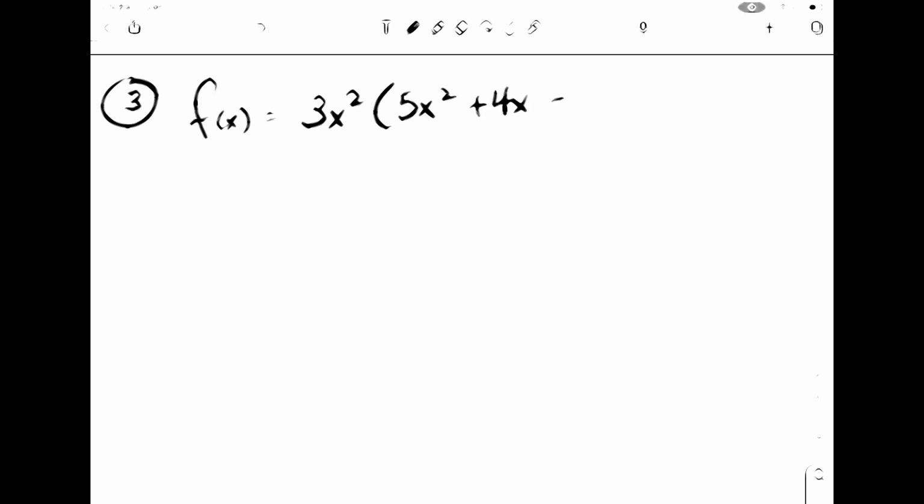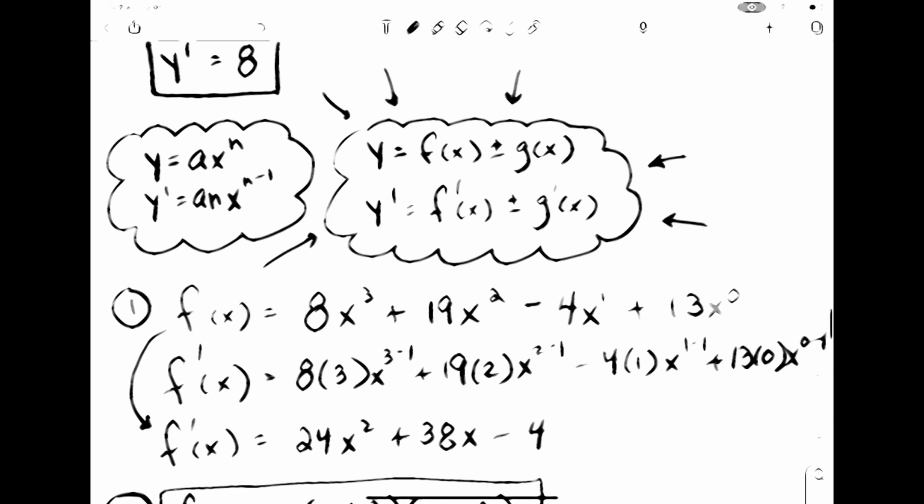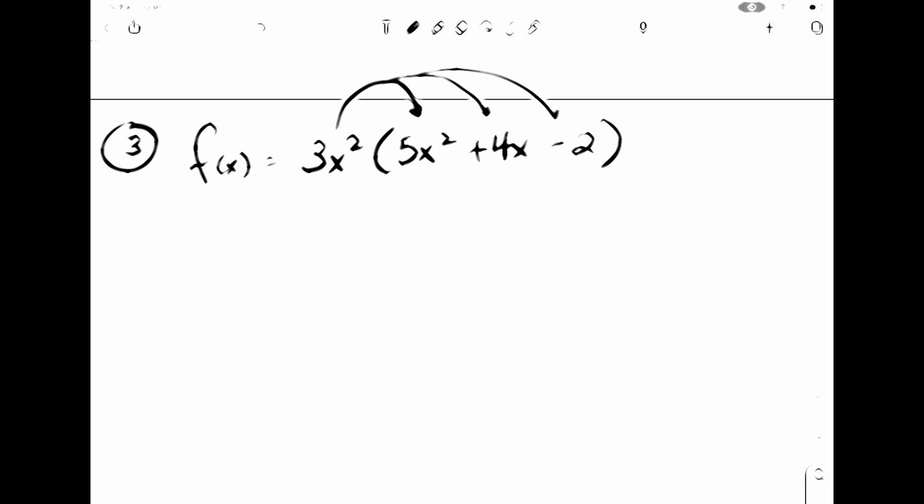If I give you something like f of x equals 3x squared times 5x squared plus 4x minus 2. Again, I don't have any derivative rule that allows me to find the derivative of some term times, this is a trinomial in this case, yet I don't have a rule for that. So I have to write it in the form of a polynomial. How do I do this? Well, in this case, not FOIL, but I'm going to distribute the 3x squared.